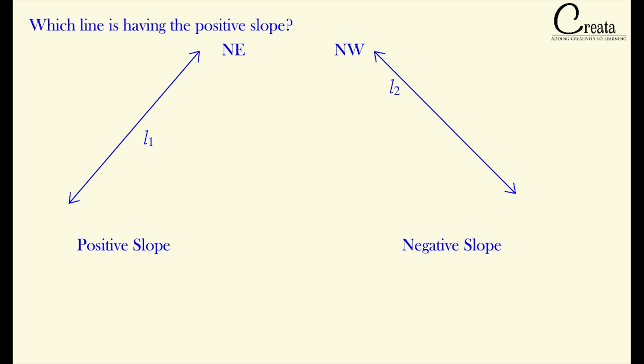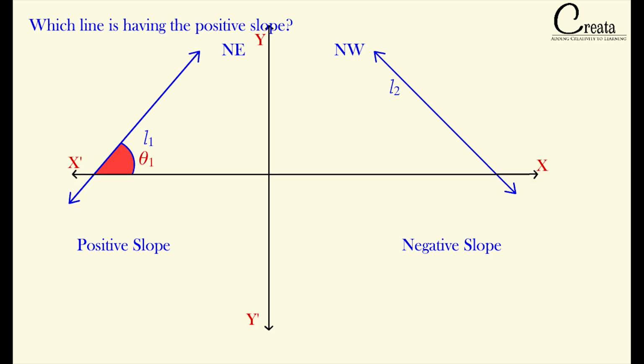You can also check by drawing the angle theta, which is with respect to our positive x-axis and moving toward the anti-clockwise direction. Okay, so in the case of line L1, theta is in the range of 0 to 90, that is in the range of positive slope. And in the second case, theta is in the range of 90 to 180, that is with the negative slope.